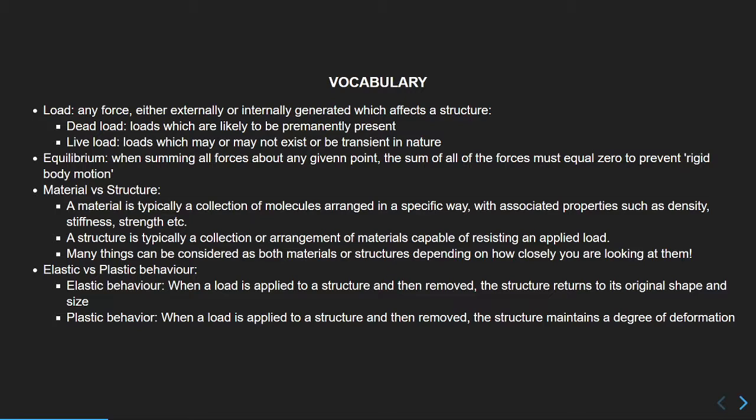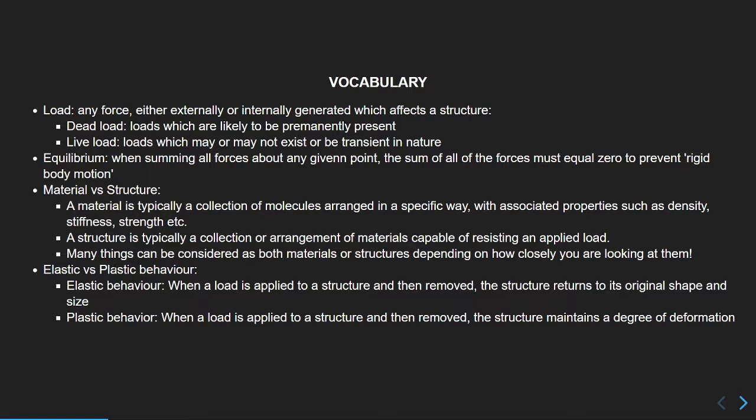Material versus structure. Material is typically a collection of molecules arranged in a specific way with associated properties such as density, stiffness, strength, etc. So whenever someone is referring to a material in structural engineering, they're potentially referring to whether the thing is mild steel, is it timber, is it concrete, is it reinforced concrete. All of those things have certain properties. And then a structure is typically a collection or arrangement of those materials capable of resisting an applied load, referring to those dead loads or live loads above.